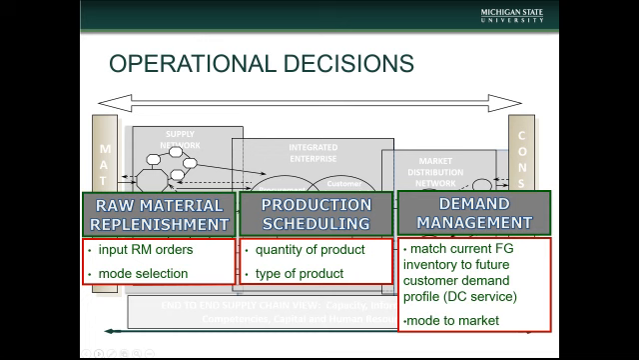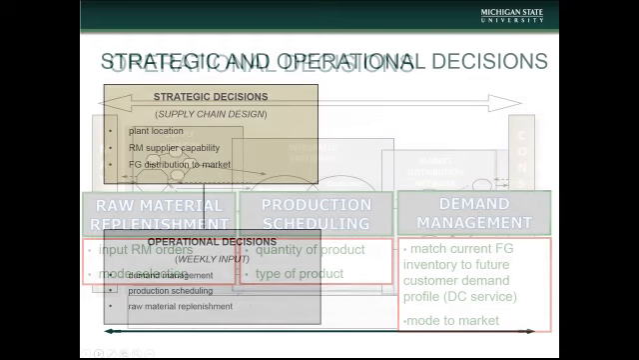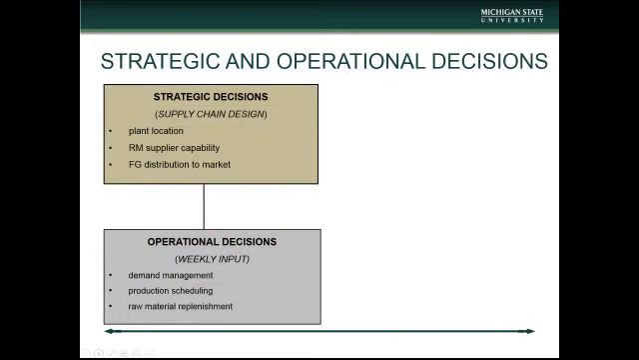In summary, the supply chain operations decision environment provides 2 different types of decisions: strategic or long-term, which are considered supply chain design, and operational decisions, such as raw material procurement, production scheduling, and demand and inventory management.